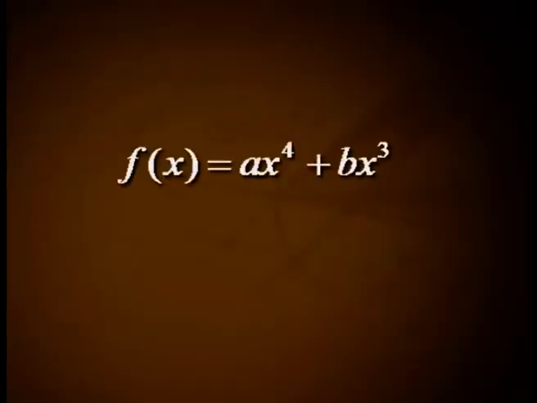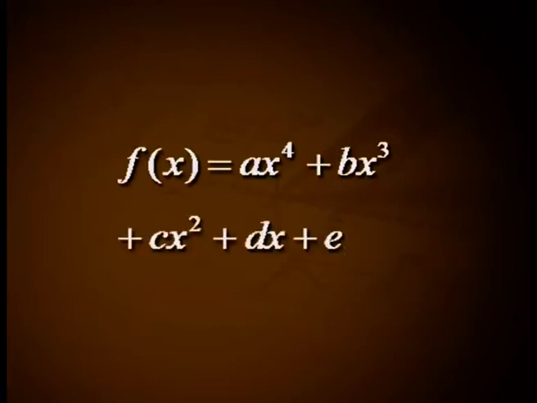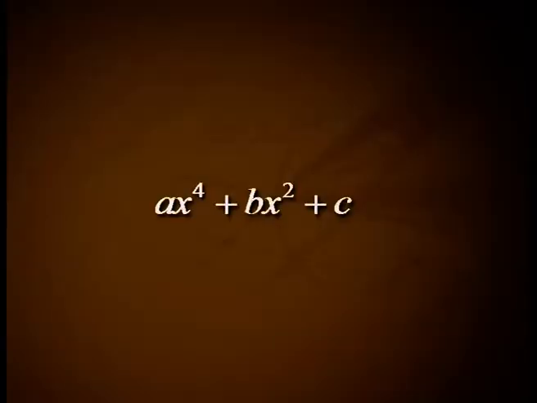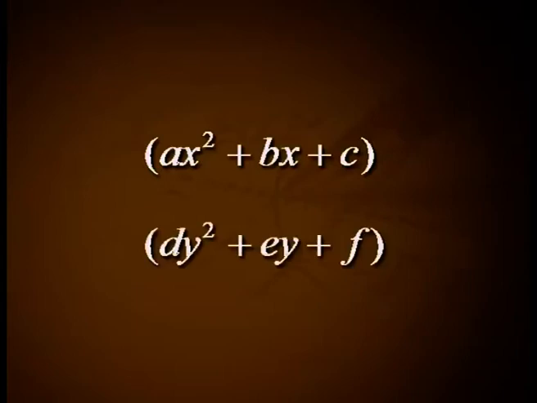Quartic or biquadratic equation. A quartic function is a polynomial of degree 4 and is of the form f(x) equals ax⁴ plus bx³ plus cx² plus dx plus e, where a is non-zero. Such a function is sometimes called a biquadratic function, but the latter term can occasionally also refer to a quadratic function of a square having the form ax⁴ plus bx² plus c, or a product of two quadratic factors having the form (ax² plus bx plus c)(dy² plus ey plus f).